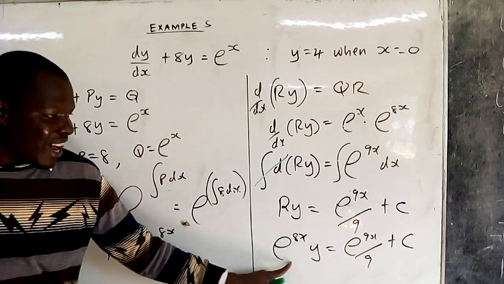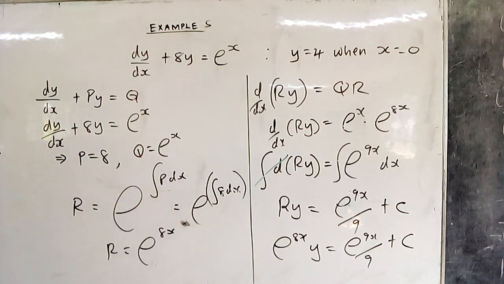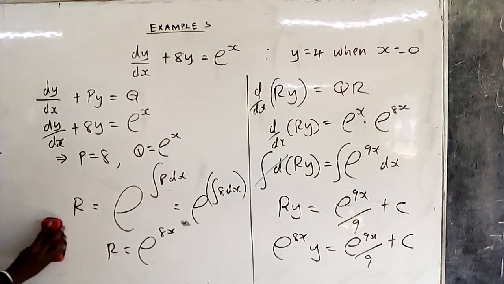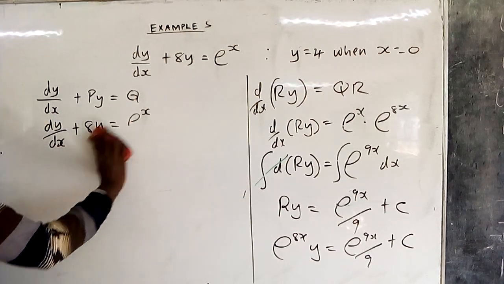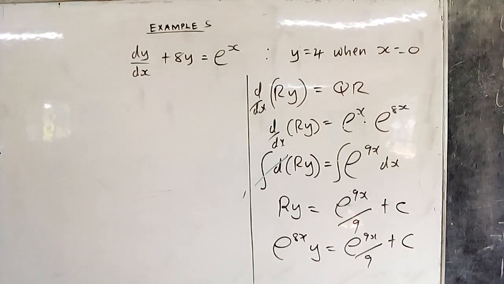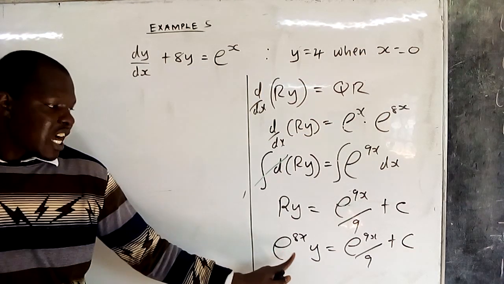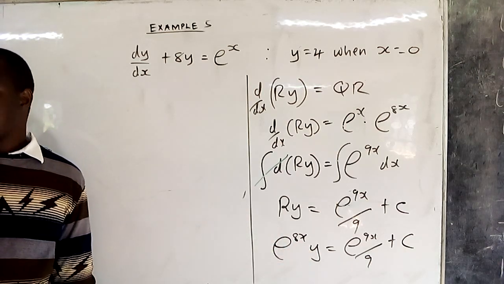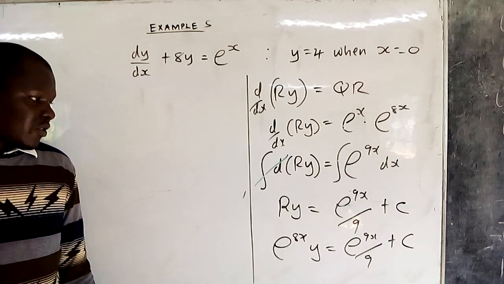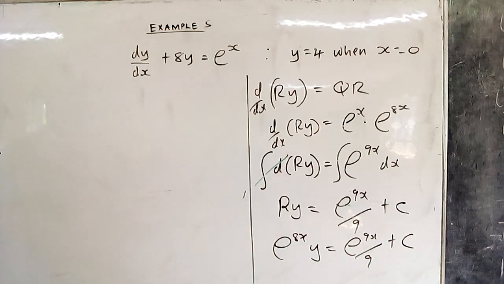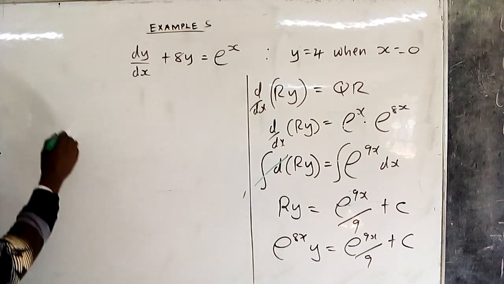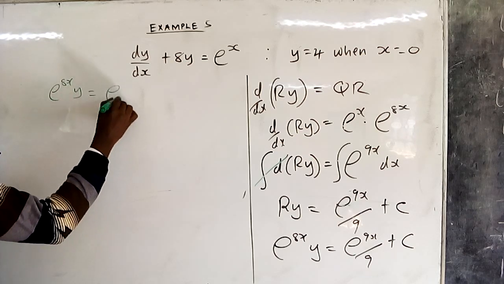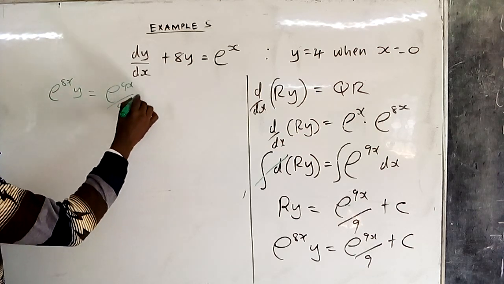We want y. See, we divide all through by exponential 8x. Are we together? For us to get y, we divide all through by exponential 8x. Just leave it as C. By the way, it is good to leave it as C because here we have a product of exponential and y. Not everything is exponential there, isn't it? Are we now getting us? Yes, we are together. So if you divide both sides by exponential 8x, you get exponential 8x y is equal to exponential 9x over 9 plus c.